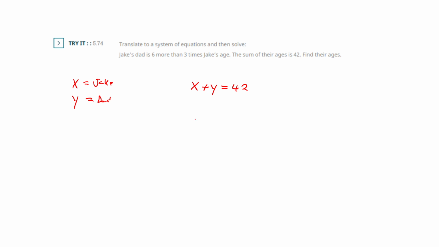Now in this case, we're going to be able to build a second equation from this sentence here. Dad is 6 more than 3 times Jake. Now you build it one word at a time, just moving across. The only thing to watch out for is less thans will make you flip the other way, but we don't have any of those here. So I've got this set up. If I know y equals this, I'm going to use substitution.